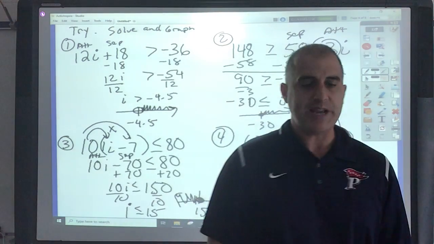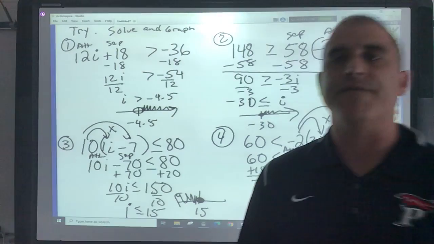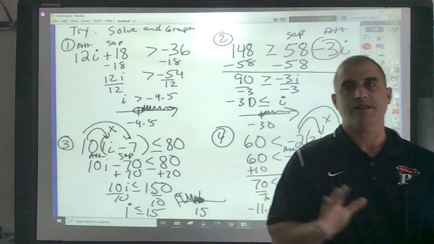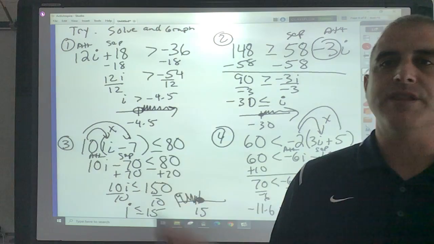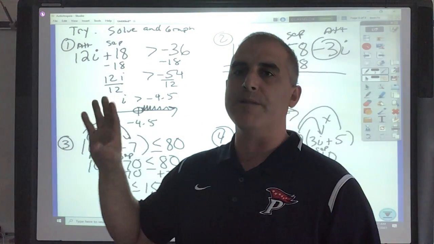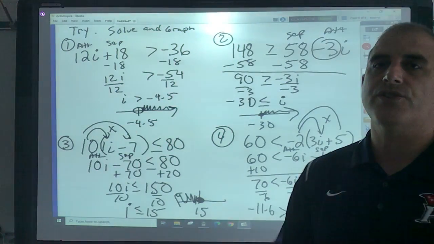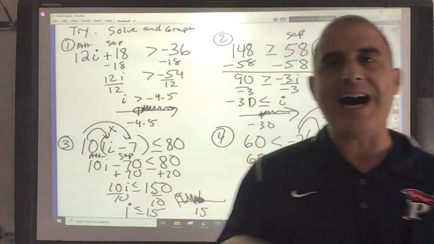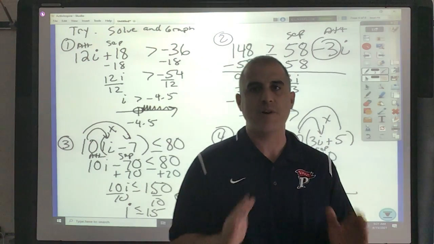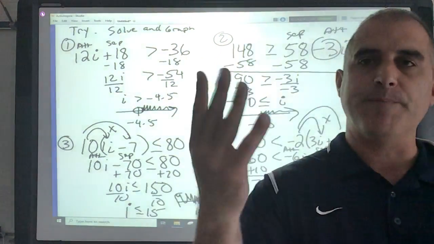So that's a basic look at our first lesson on inequalities. Big thing, if it eats the variable, shade right, else shade left. If you divide by a negative, divide only by a negative, you have to flip around that inequality.